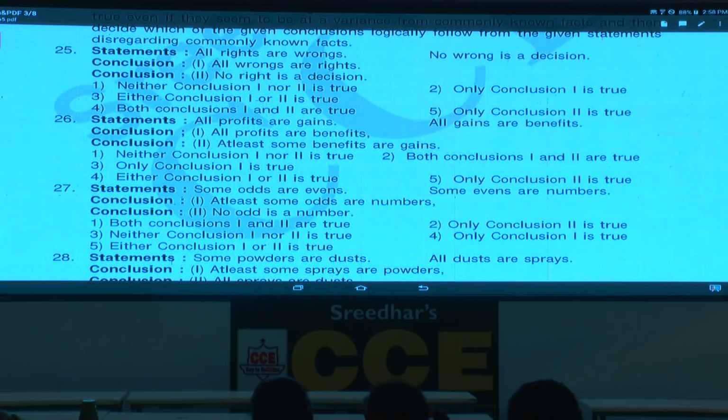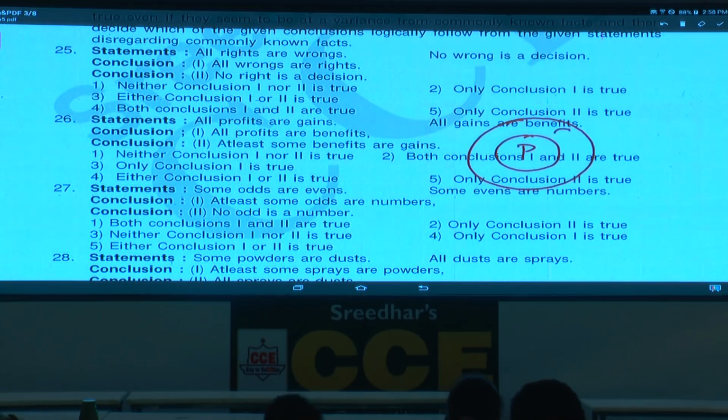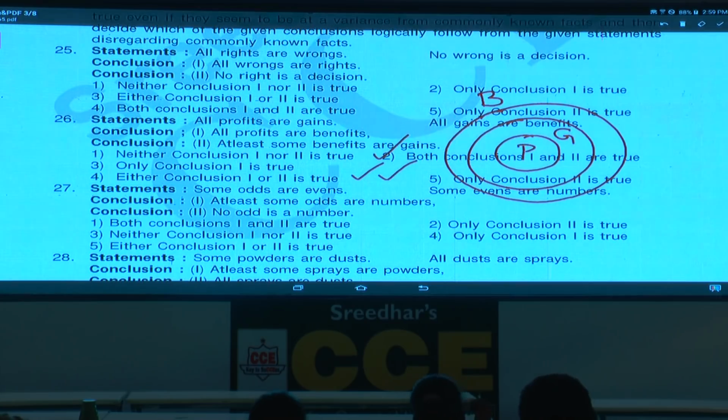Then question number 26. Now in this question number 26, all profits are gains, all these profits. All profits are gains, all gains are benefits. First one, all profits are benefits, definitely true. Second one, some benefits are gains is also true. Again, both the conclusions are affirmative, they will be true forever. Then what is your answer here? Both the conclusions follow, that is choice 2. 26 choice 2.